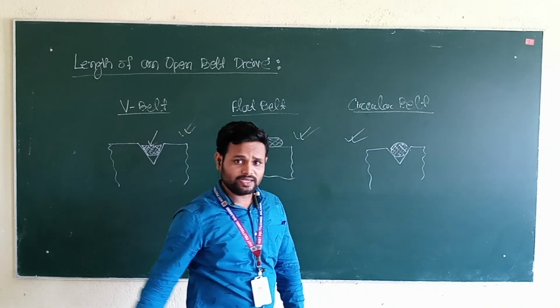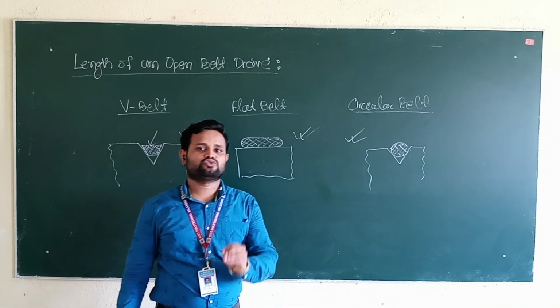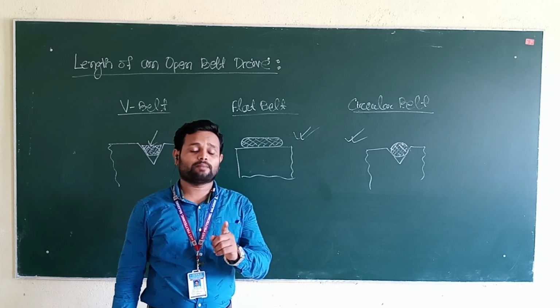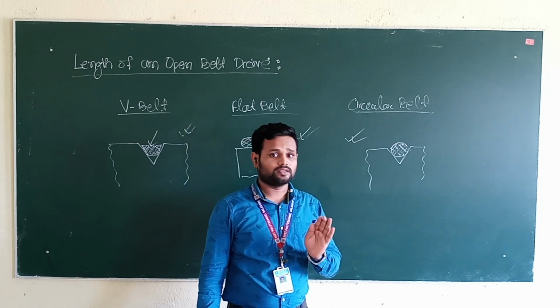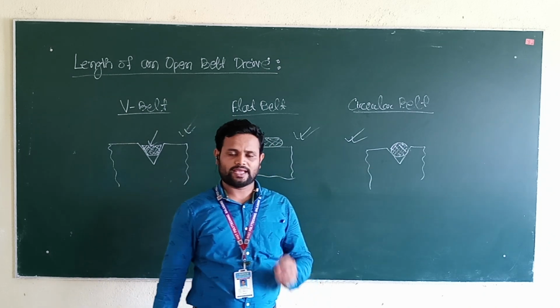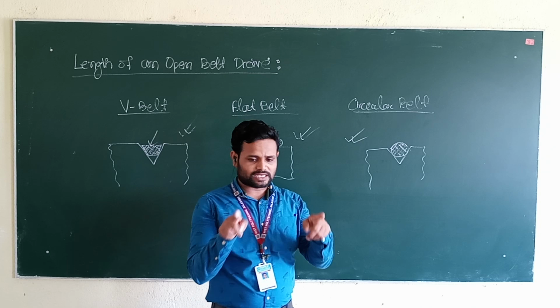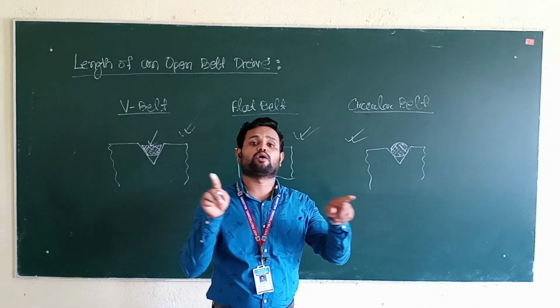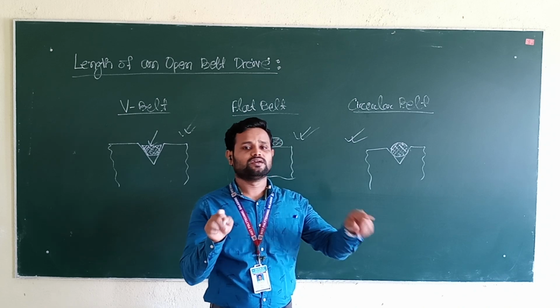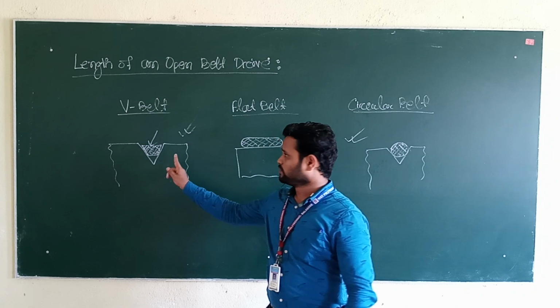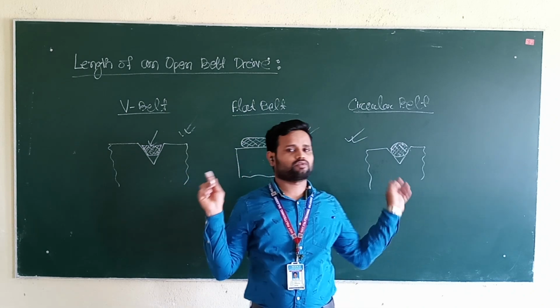Then the third one is the circular belt. The circular belt is used in factories and workshops where a greater amount of power is to be transmitted. Where a greater amount of power is to be transmitted, we can use the circular belt. Again, when the two shaft pulleys are more than 8 meters apart, you can use the circular belt. So this is clear: V belt, flat belt and circular belt.